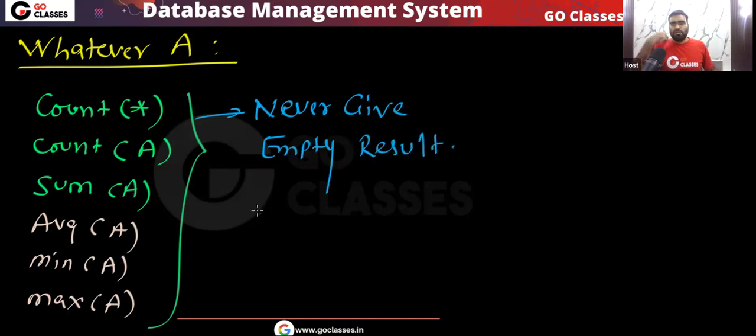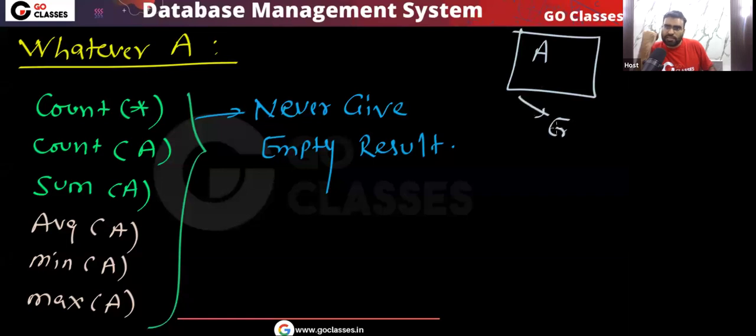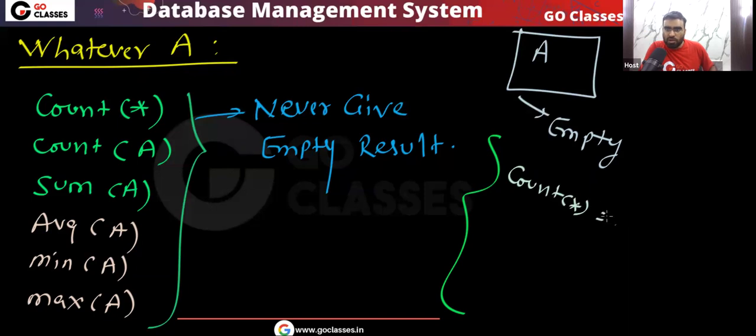Yes or no? For example, if your a itself is empty, let's assume, now you tell me what will be the value of these. For example, what will be count star? Count star will have one tuple with value 0.